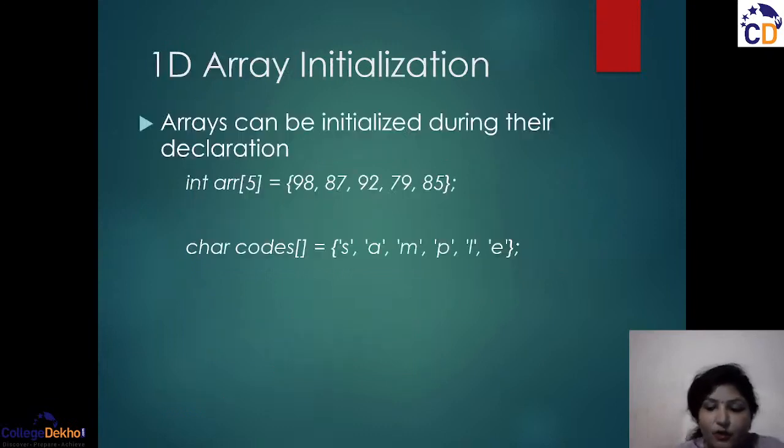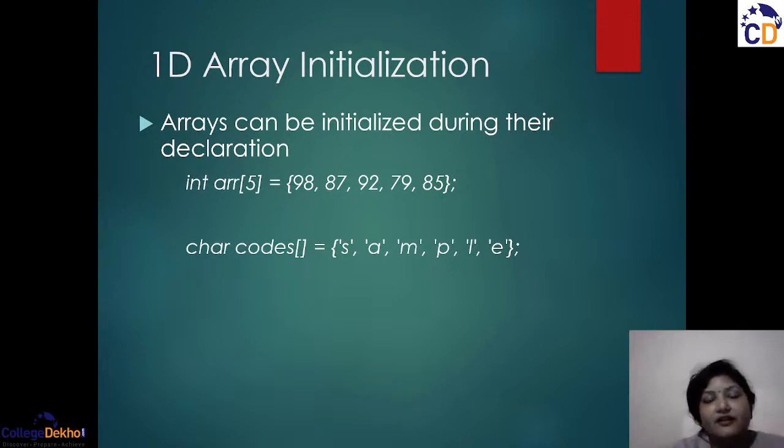Let's see one more example. Suppose we have taken a 1D array, a one-dimensional array. Arrays can be initialized during their declaration. You may be confused about what is declaration and what is defining of an array. There are different ways to define an array. Let's see.